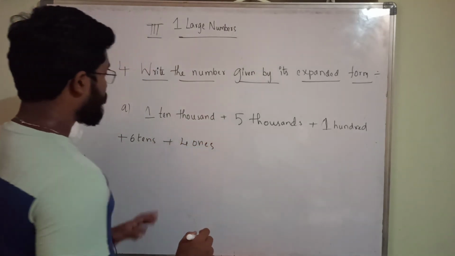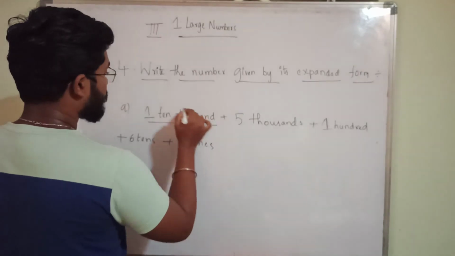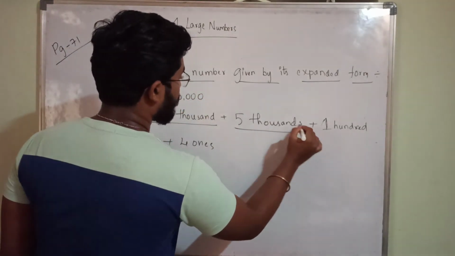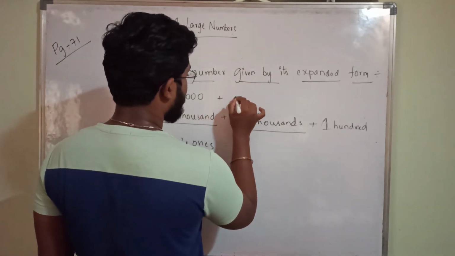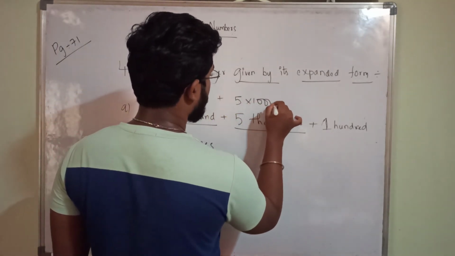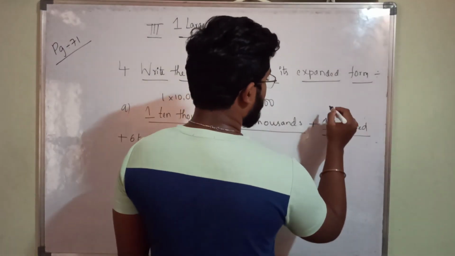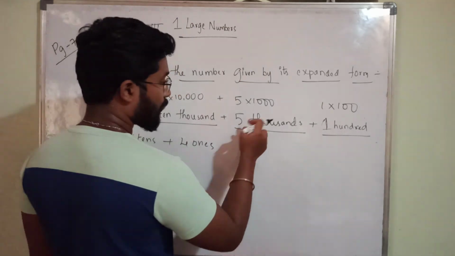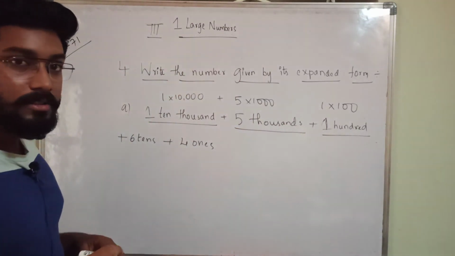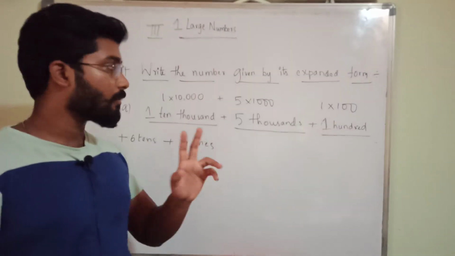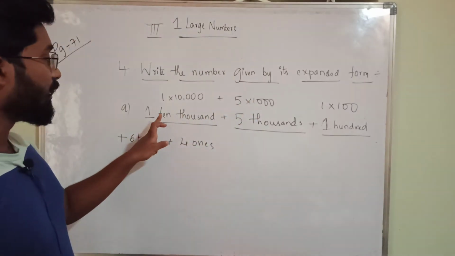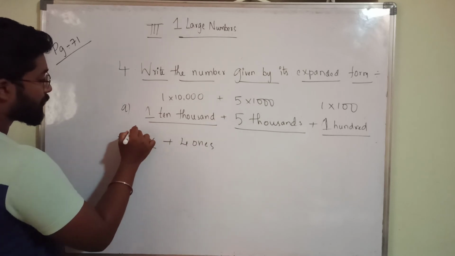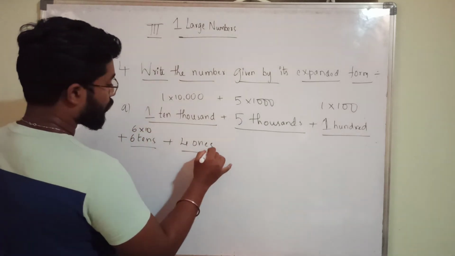Okay, 1 ten-thousand means 1 into 10,000. 5 thousands means 5 into 1,000. 1 hundred means 1 into 100. The number of thousands is 5, so 5 into 1,000. Only 1 ten-thousand, so 1 into 10,000. Here 6 tens is 6 into 10, and 4 ones is 4 into 1.